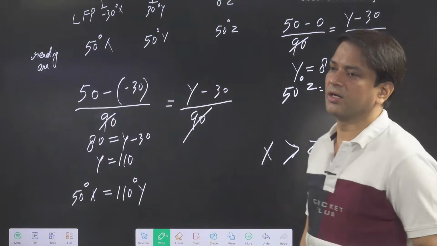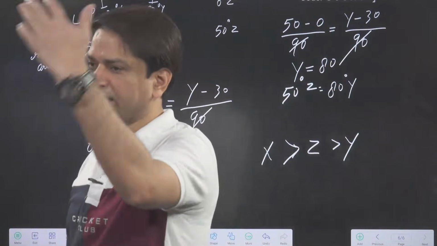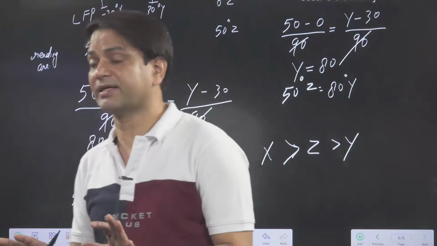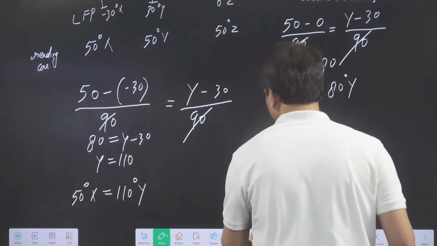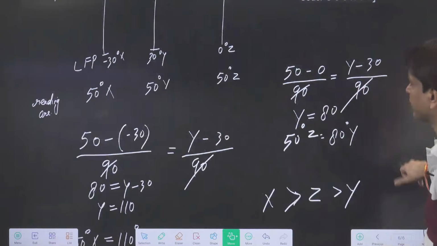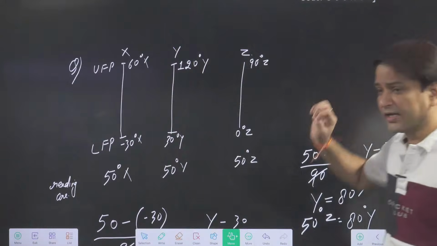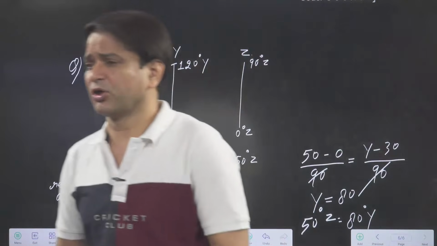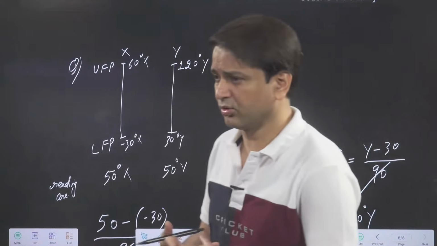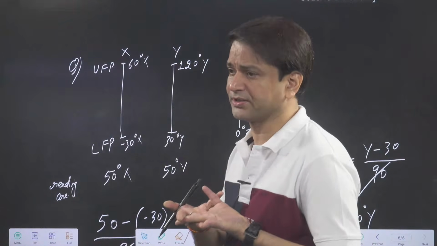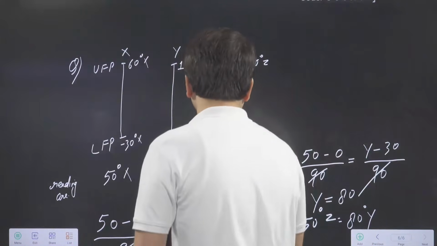Okay, now another way without calculating. This method, why I said, because everybody has to know this. This will be applicable whenever two reference temperatures are used. In this case, how can we directly decide, because I am not asking what is 50 degree X or what is 50 degree Z. I am only asking the order of the temperature. So what is the easy way we can do it?